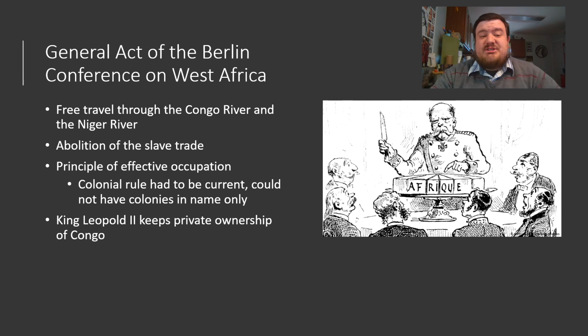This became known as the General Act of the Berlin Conference on West Africa. It established that there would be free travel through the Congo River, that they would work towards the abolition of the slave trade through African nations, and they also established the principle of effective occupation. This meant that colonial rule had to be current, and they could not have colonies in name only. The governments of the colonies had to work together with the governments of the nations. They also established at this time that King Leopold II would keep private ownership of the Congo. Now, this will become important next lesson.